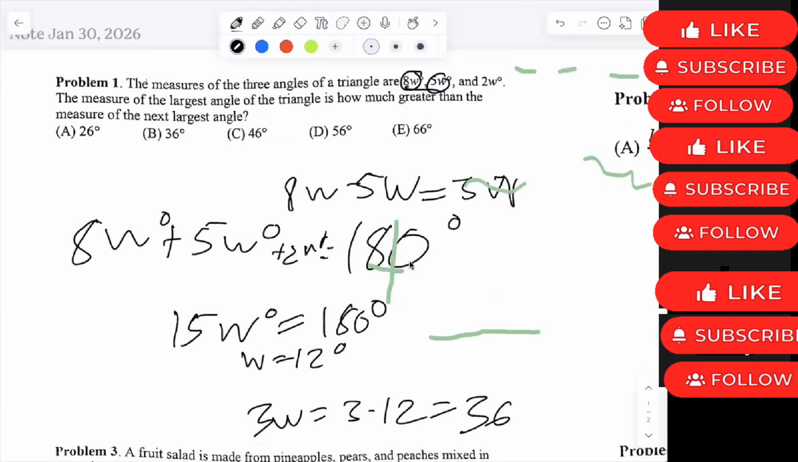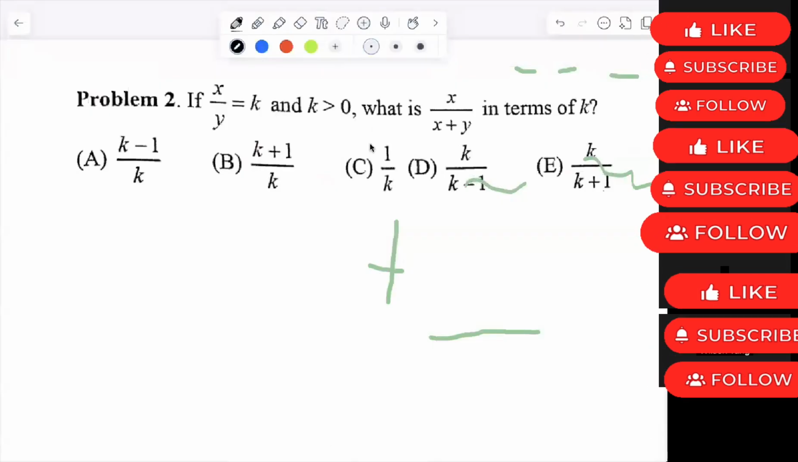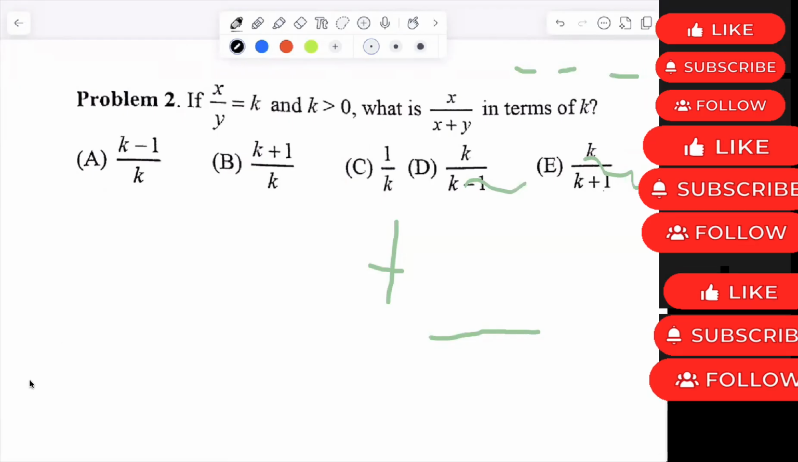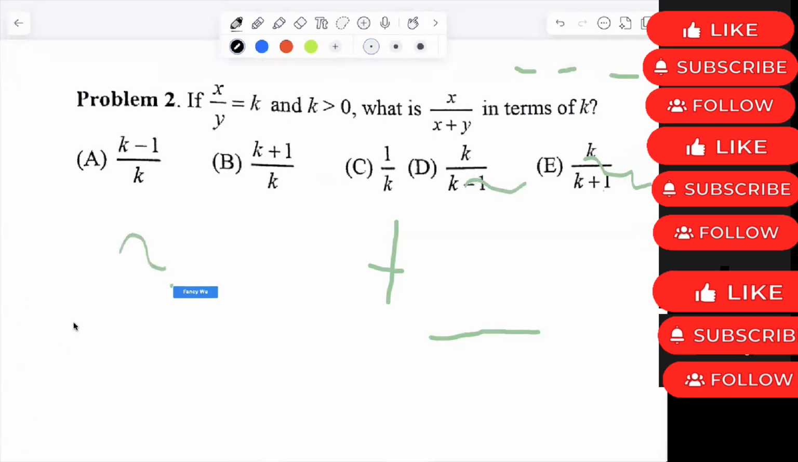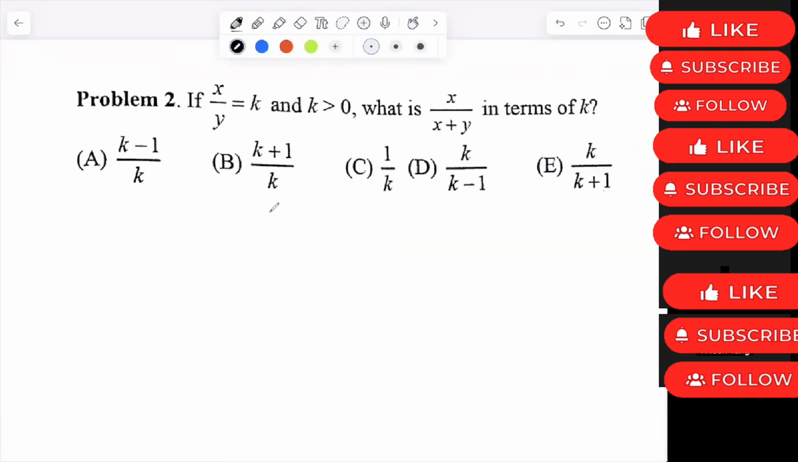Alright. Now let's move on to problem 2. If x divided by y equals k and k is greater than 0, what is x divided by x plus y in terms of k? Alright, how do we approach this?